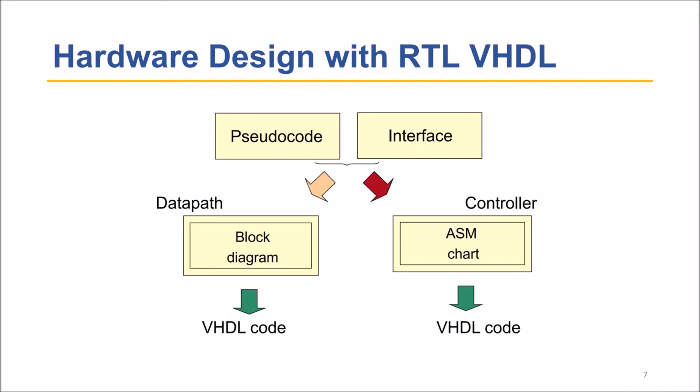To design the data path, we can first draw the block diagram and then write the HDL code for it. To design the controller, we can draw the ASM chart and then convert it to the HDL code. In the next slide, we talk more in detail about the steps of RTL design.